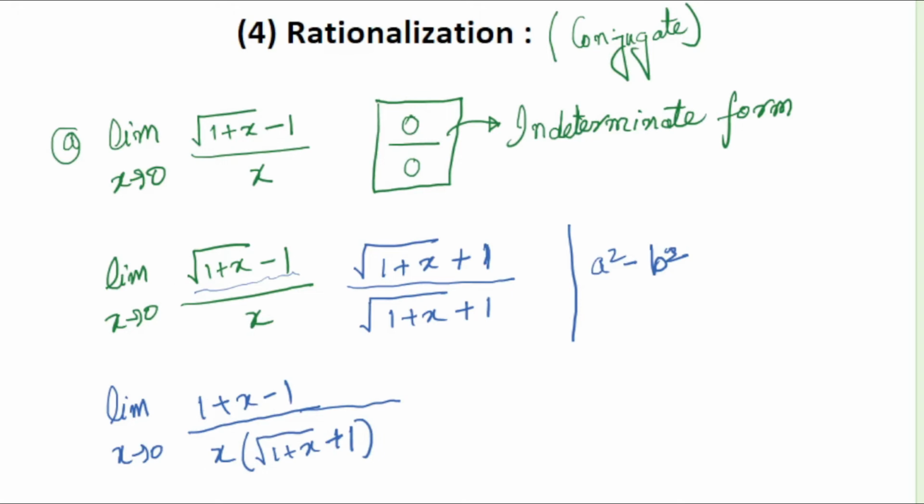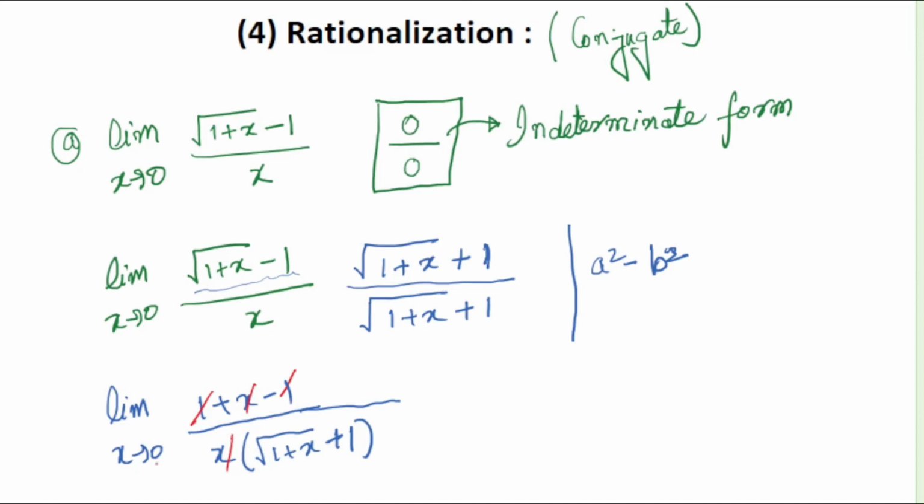We can cancel out this term, the minus 1 and plus 1. After cancelling the 1 and minus 1, the remaining numerator is only x, and in the denominator we have x multiplied by the square root of 1 plus x plus 1. So we can cancel out the term x. What we have remaining is 1 upon the square root of 1 plus x plus 1.